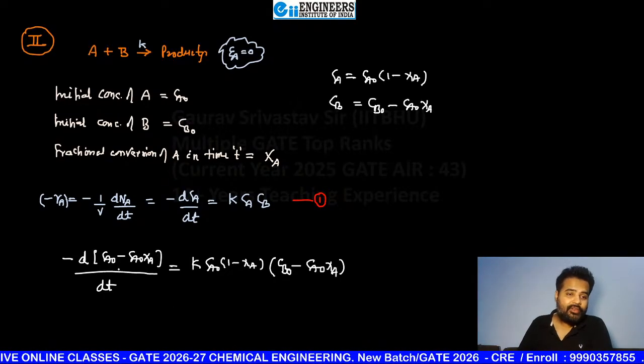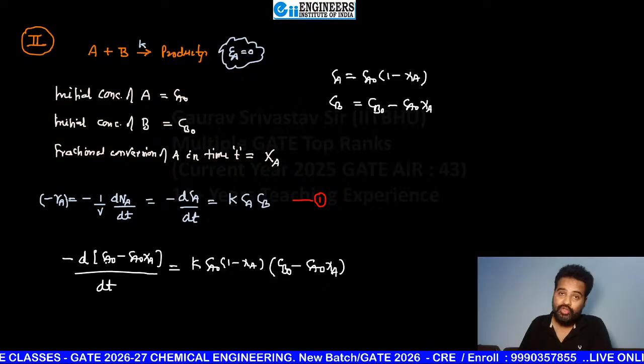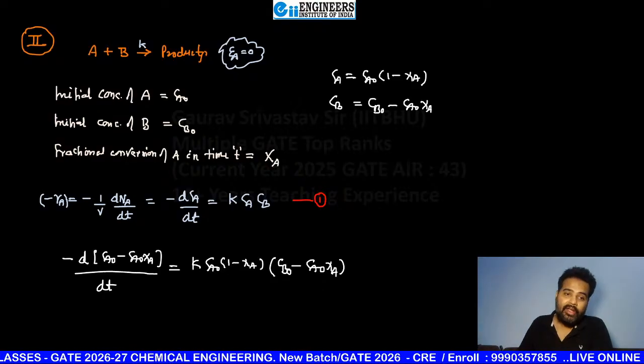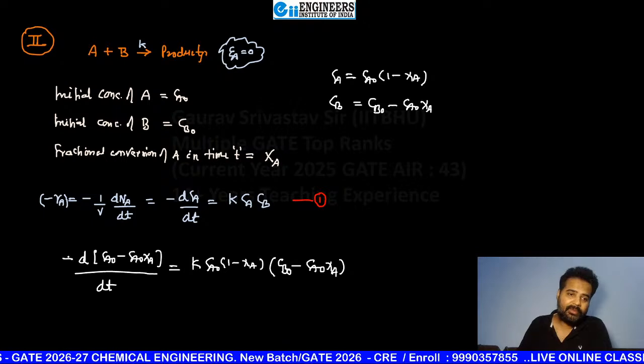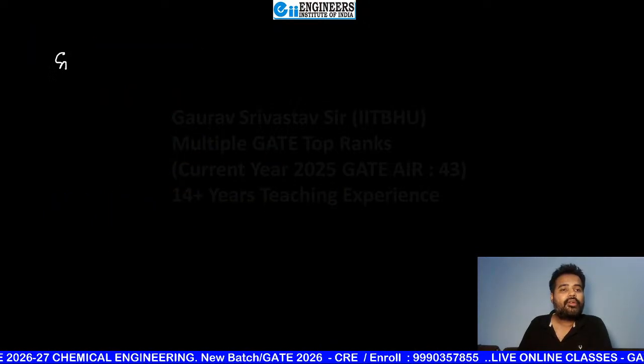Now you have to solve this one. Left hand side is already solved. So minus Ca naught differentiation with respect to time is 0, because Ca naught is not going to change with time. This is the initial concentration, and it is not a function of time. So minus minus gets cancelled. Ca naught you can write outside the bracket.